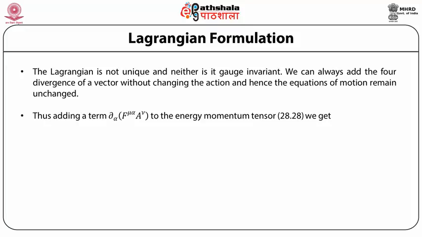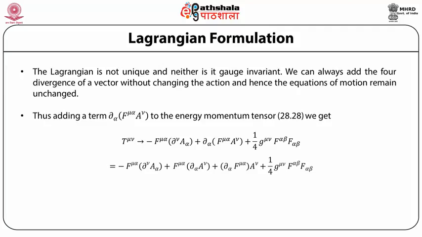equation 28.28, we get T mu nu tends to minus F mu alpha into del nu A alpha plus del alpha into F mu alpha A nu plus 1 by 4 G mu nu F alpha beta contracted with F alpha beta. This equals minus F mu alpha into del nu A alpha plus F mu alpha into del alpha A nu plus del alpha F mu alpha A nu plus 1 by 4 G mu nu F alpha beta contracted with F alpha beta.